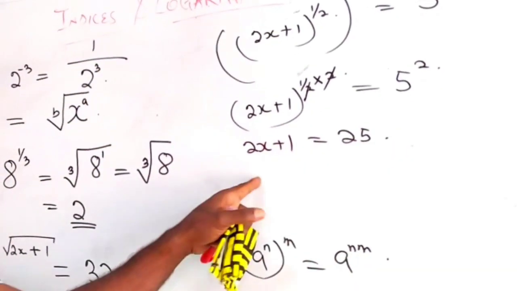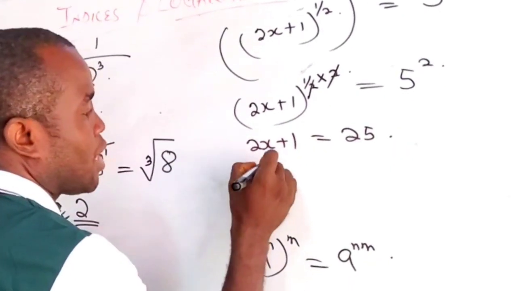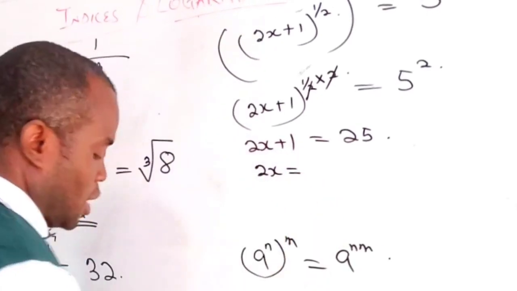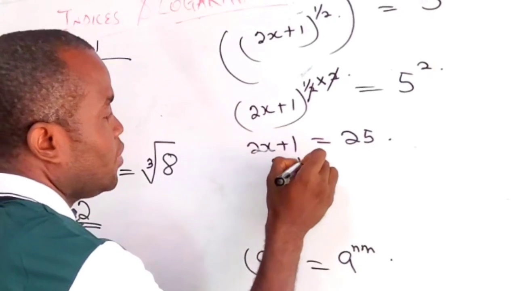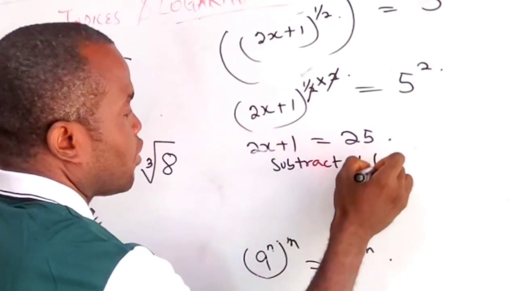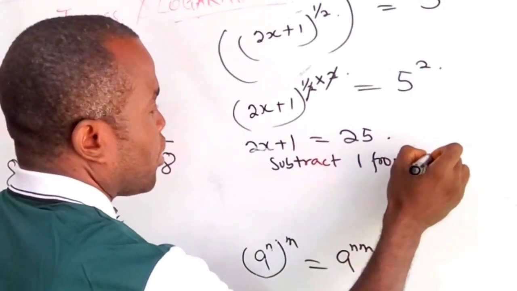25. So all you have to do is collect the like terms. So that means you have 2x equals, let me write the procedure. Subtract 1 from both sides.